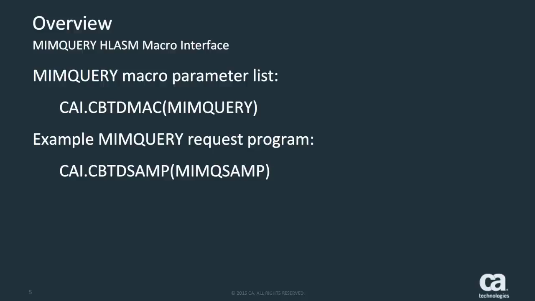To assist you in creating MIMQuery requests, we provide you with the MIMQuery macro parameter list and an example program that makes a request. The MIMQuery member of the CAI.CBTDMAC dataset contains a DSECT mapping for the standard MIMQuery parameter list. The macro contains detailed information on the use of the macro and how to incorporate it into assembler programs. The MIMQSAMP member of the CAI.CBTDSAMP dataset contains a sample assembler language program that issues MIMQuery requests. This sample program is provided as a reference for use when coding programmatic MIMQuery requests.